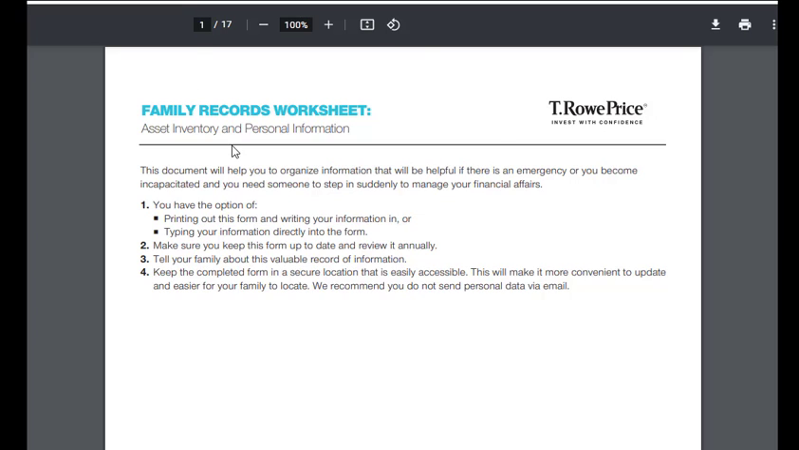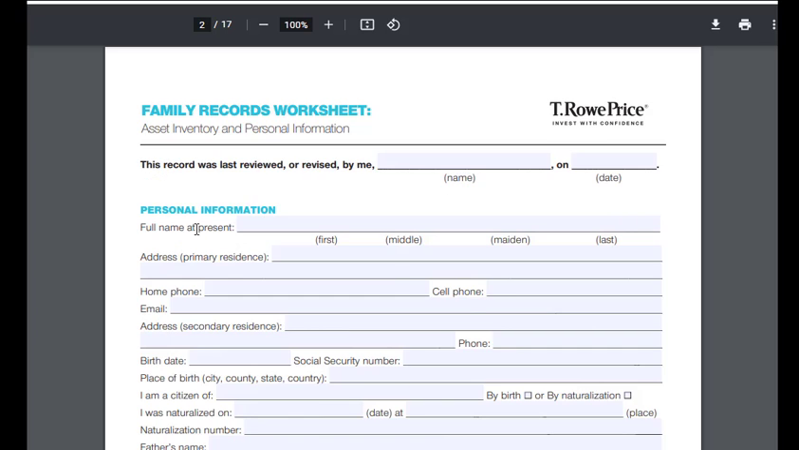All right, it's actually a 17-page document, and as you can see here on the screen, the first page is just to give you some brief information. I wanted to go through and show you what this document has. The first section is your asset inventory and personal information. The beauty of this document is that it has a line for when this record was last reviewed or revised by me, so you put the name and the date. Whether it's the wife or the husband, however your family unit is, you can put the name of the adult and the date that all this information was entered here.